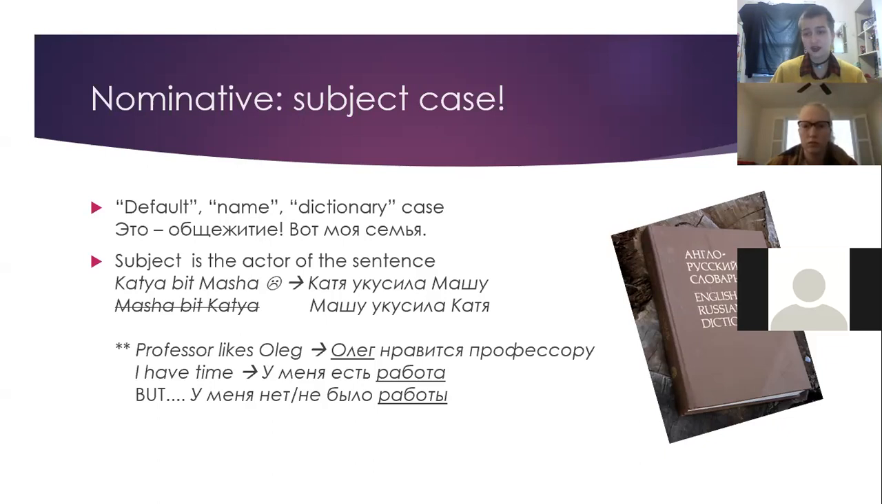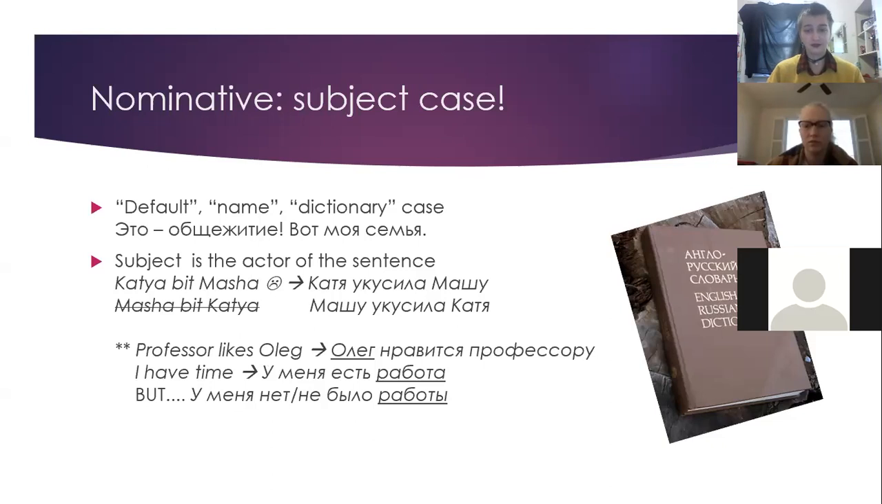Take Katya, who's a very fierce girl, and she's really protective of her boundaries. So she bites people when something happens. Katya bit Masha. Both Katya and Masha look like normal words. Try to flip them around, and Masha all of a sudden becomes the perpetrator and Katya is the victim. So it's a totally opposite situation.